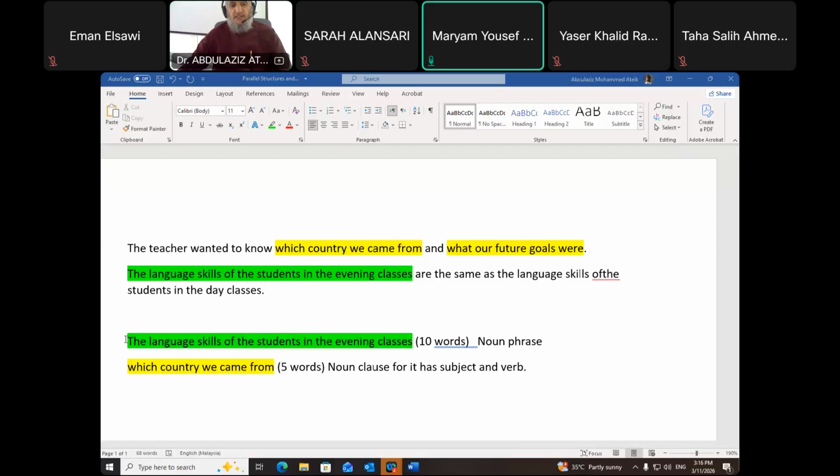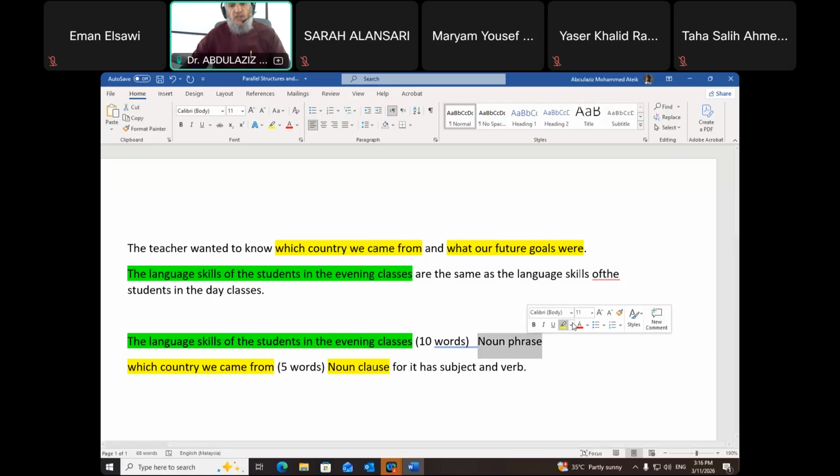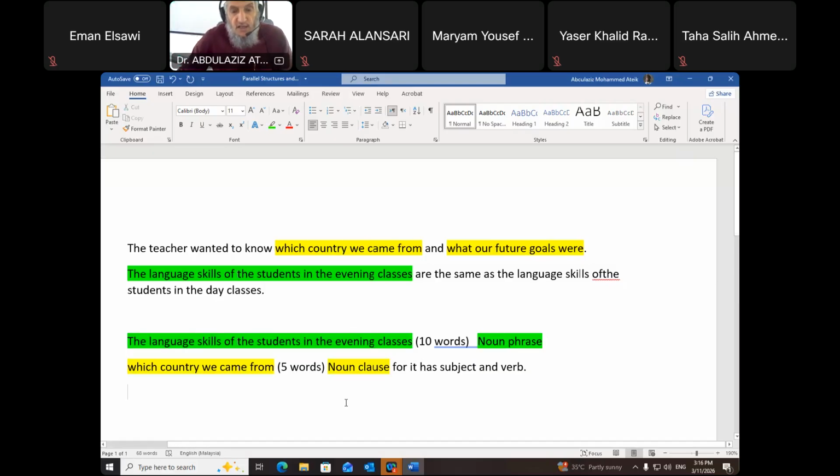Like this one, the green one. Although it's longer, 10 words, and this is only 5 words, this is a noun clause. Whereas this is a noun phrase, although it is longer than the other one. So why is this not a noun clause? Why is it a noun phrase?